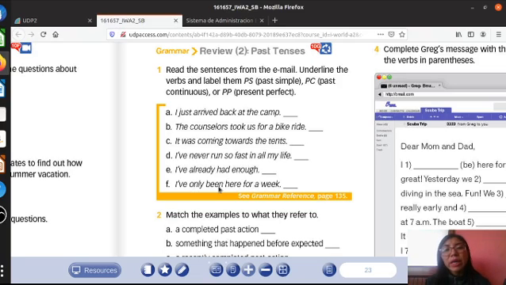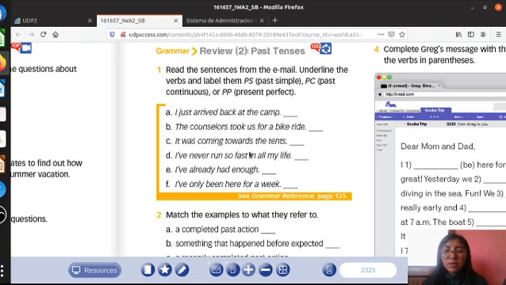Okay, after that we have to label them using PS for past simple, PC, past continuous, or PP for present perfect. Tenemos que identificar qué tiempo está utilizando cada oración. Por eso lo primero que hicimos era subrayar el verbo para que sea más fácil identificar esto. Okay, so what is the tense of this sentence? Okay, past simple. The counselor took us for a bike ride. Past simple, correct. It was coming towards the tent.